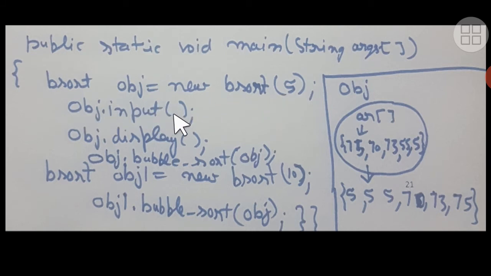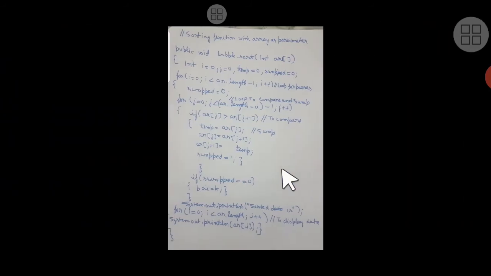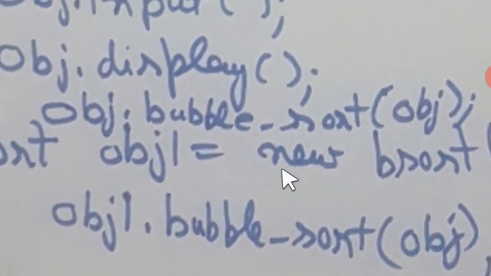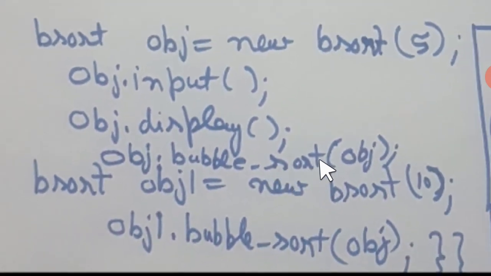Students, here we perform the input first, so obj.input, then obj.display. After that, students, obj.bubblesort, and in the brackets I have passed this object obj, whose data is to be sorted. I hope it's clear to you. After the data has been sorted, it will be displayed also through that. You can do it this way also: I have written bsort obj1 equal to new bsort, and I have given the size because there was a parameterized constructor. So the array of obj1 has the size 10.